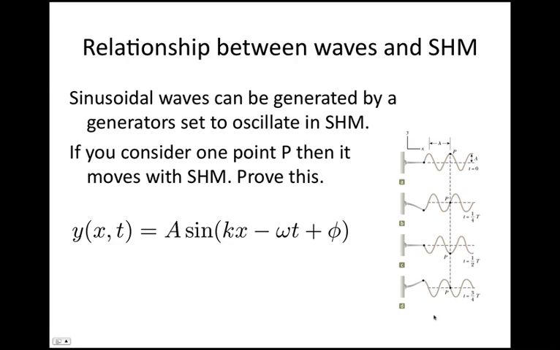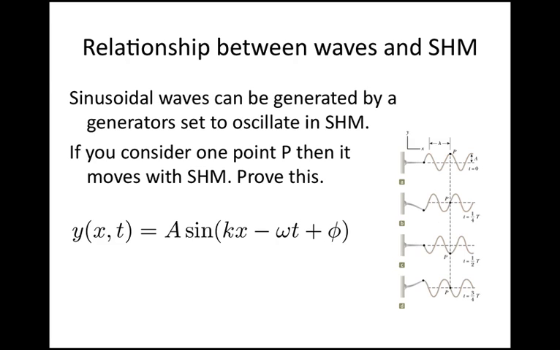Okay, so there is a relationship between waves and simple harmonic motion. Sinusoidal waves can be generated by a generator set to oscillate in simple harmonic motion. If you consider one point P, then it moves with simple harmonic motion. Now, try and prove this. Well, if we consider just one point x here, then this is just a sine minus omega t plus some phase constant. And we said before that it didn't matter for simple harmonic motion if we took a cos function or a sine function, either would satisfy the equation. So that's one way to do it.